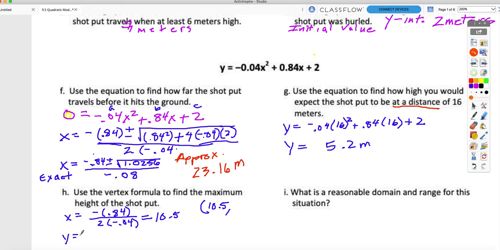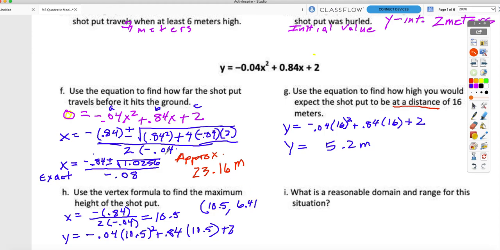Okay, so find my y-coordinate on my vertex. I take that 10.5, and I'm going to plug it in up here. It's going to go in for x both times. So negative 0.04 times 10.5 squared plus 0.84 times 10.5 plus 2. If I run that through, I'm going to get a y-coordinate of the vertex of 6.41.